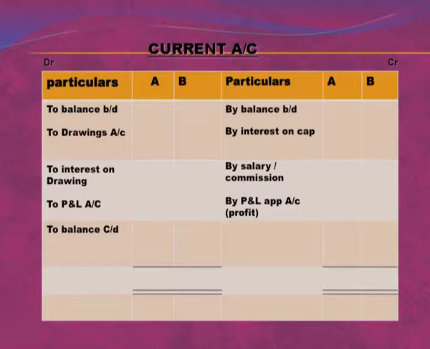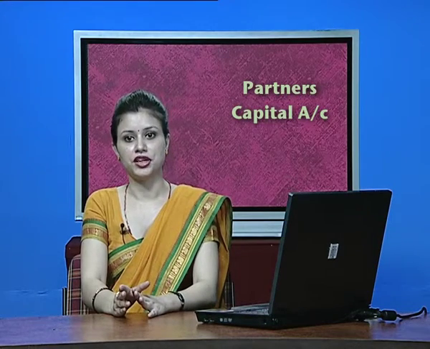To P&L account, if some losses is given in the question, then we will also put this entry on the debit side, and from the credit side we will deduct the debit side and we will get balance carried down, that is the closing capital. So these two accounts are maintained under fixed capital account.